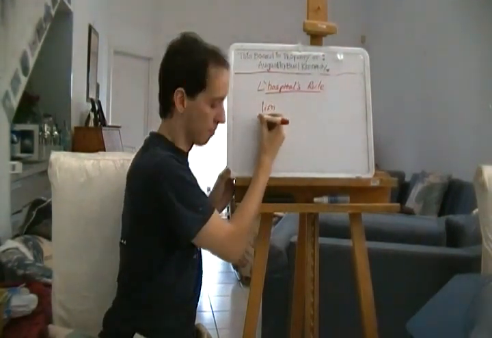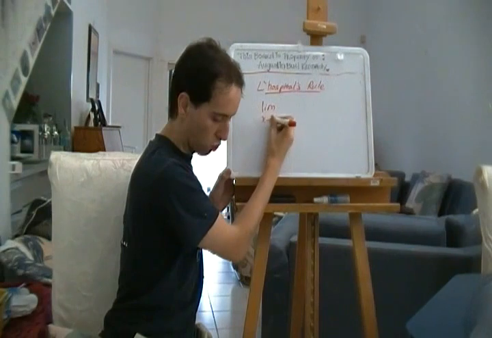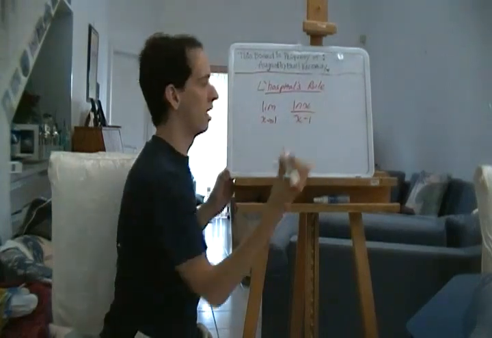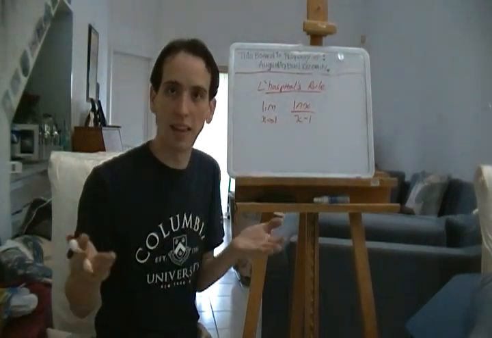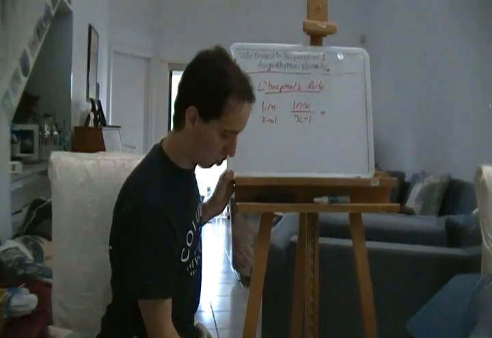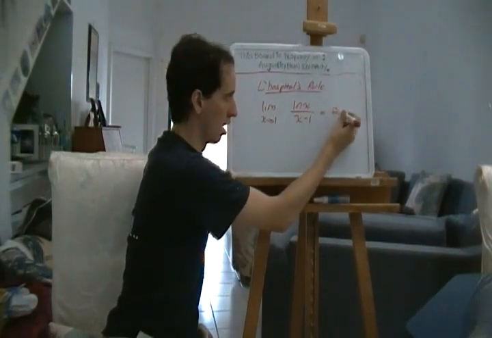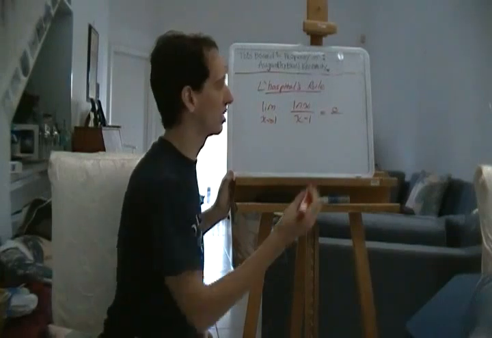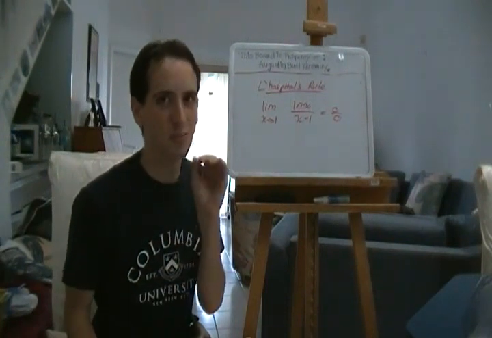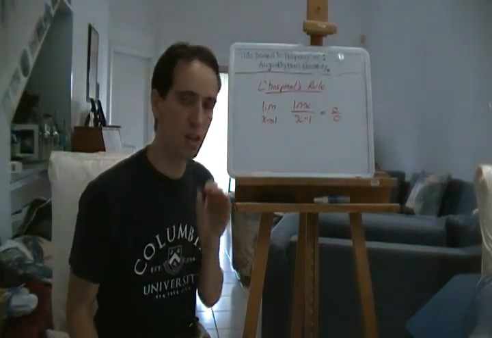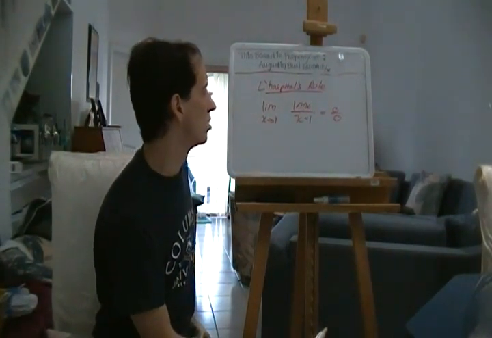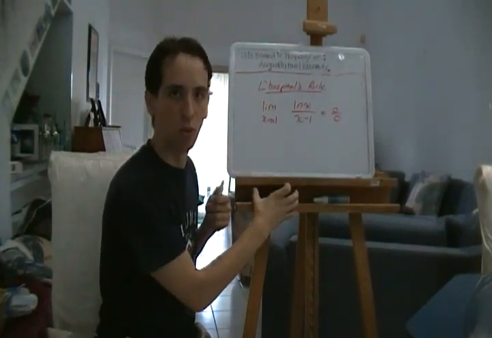Let's find the limit as x approaches 1 of the natural log of x over x minus 1. Let's just try direct substitution again. The natural log of 1 is 0, and 1 minus 1, once again, is 0. So we have 0 over 0 with direct substitution. Please note, it needs to be 0 over 0, not 3 over 0. We have 0 over 0, so we can use L'Hopital's rule.